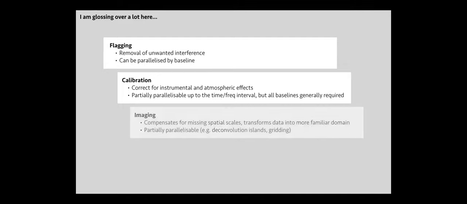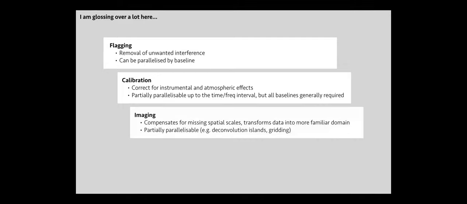Of course, the instrument itself needs calibrating. This is the correction for instrumental effects. So essentially the gains of these receivers might be drifting. And then when you multiply the signals together, the product is corrupted by that drift. And also propagation effects as the radio waves travel through the atmosphere, the ionosphere and the troposphere affect the propagation of the signals. This process is partially parallelizable up to the time and frequency solution interval that you have to solve over, but all baselines are generally required.